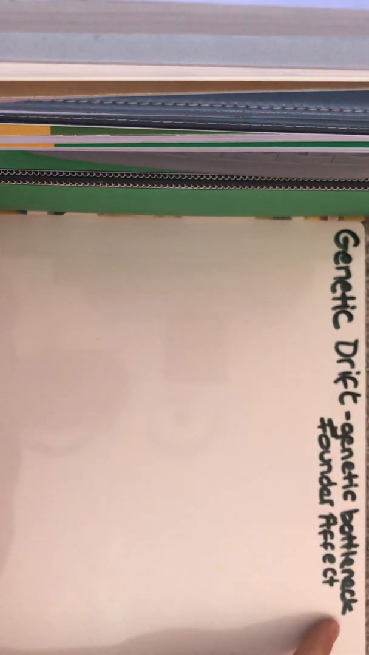And welcome to this video looking at genetic drift. We're going to be looking at the two different ways that genetic drift can arise, and this is from genetic bottleneck or from the founder effect.